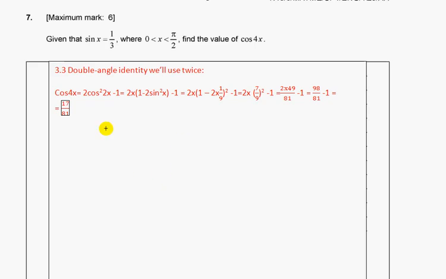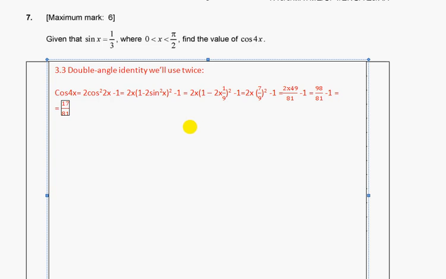Question 7. Given that sine equals 1 over 3, find the value of cosine. Here we will use section 3.3, double angle identity, twice. So the first time it is double angle, so it will be 2 cosine squared 2x minus 1. Now cosine 2x we will change into a bit different expression, 1 minus 2 sine squared, and here I forgot squared, so I will put here squared.